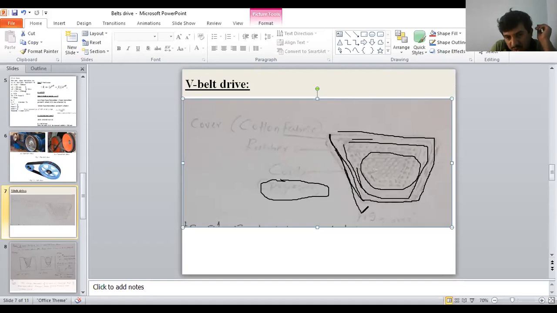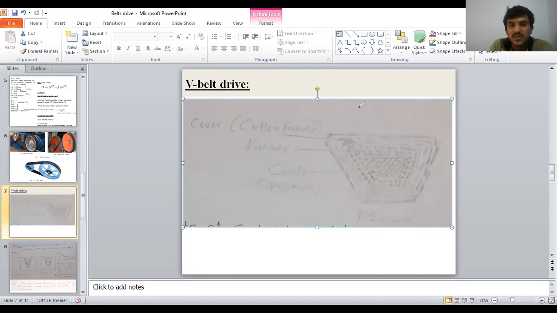Where the two surfaces of the belt meet, they make an angle, and the same angle is in the groove also. That angle is 2 alpha, called the groove angle. Alpha is half the groove angle. Okay, the power has come. This is what we call a V belt drive.